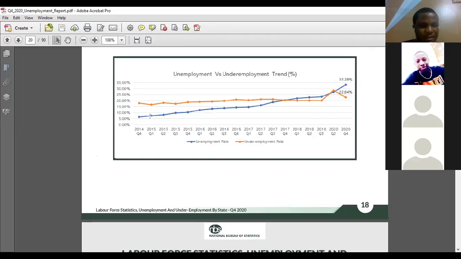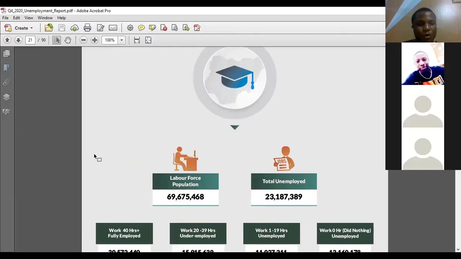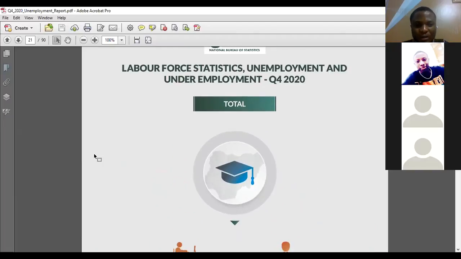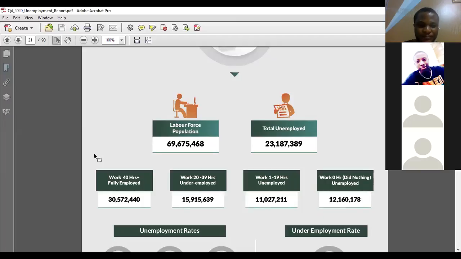Grow. You can see the blue line. That tells you the pattern of what? Unemployment in where? In Nigeria. Okay? So in Nigeria, for the total now, how many labor force do we have? 69 million of them. How many are unemployed? 23 million. That 23 million is a total of what?